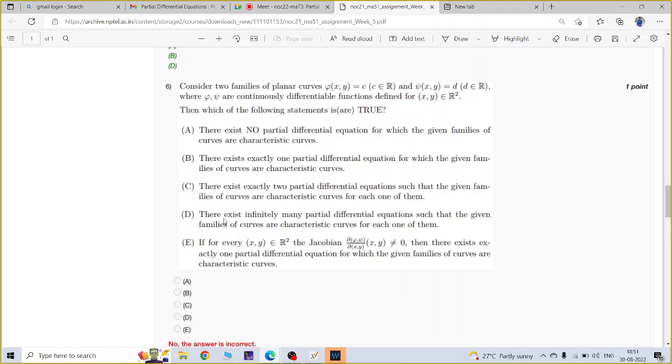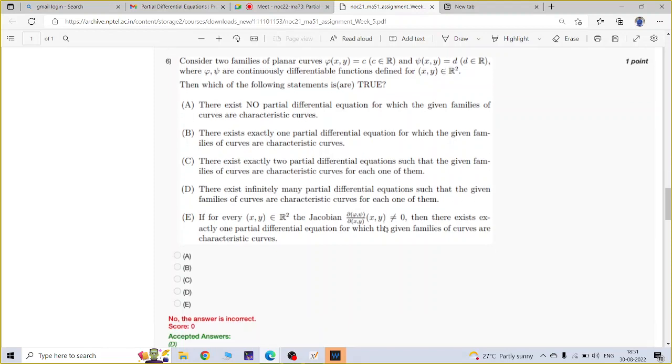Is option D correct or not? Yes, sir. Option D is correct, sir. Because there are infinitely many partial differential equations such that the given family of curves are characteristics, because we can change only the lower order term, so that we get an infinite number of PDEs just by changing coefficients or variables or any constant term.